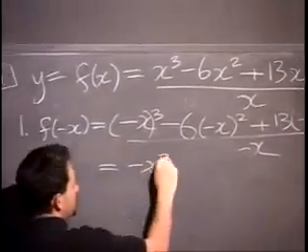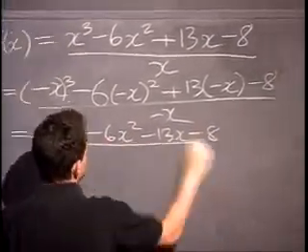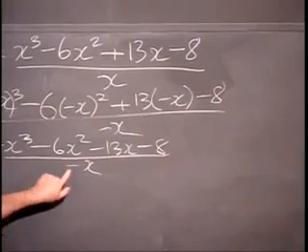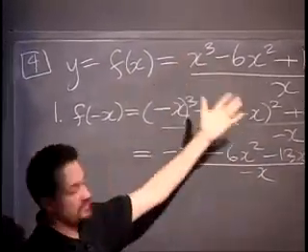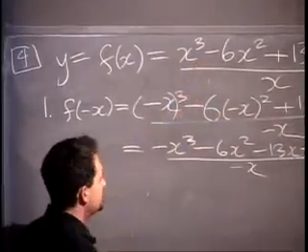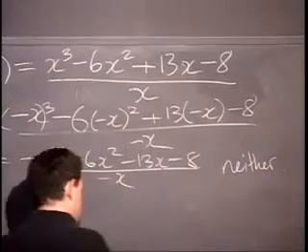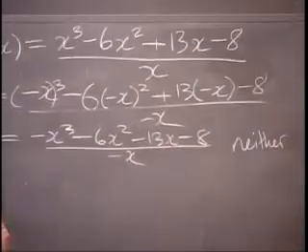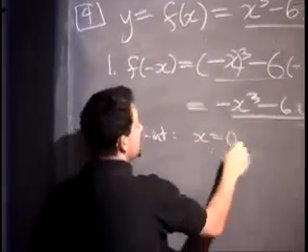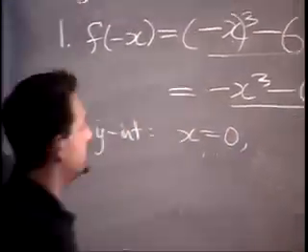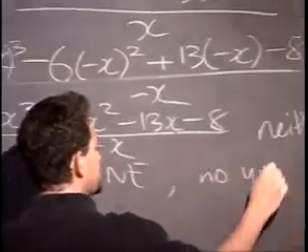We get minus x cubed minus 6x squared minus 13x minus 8 divided by minus x. I mean, even if you take that minus and put it up there, everything's going to be a positive, and that's going to screw you up. That's not the same as this. So it's neither. I'm afraid no symmetry this time. Okay, how about y-intercept? Put x equals 0. And unfortunately, because of the 0 in the denominator, y does not exist, so no y-intercept.